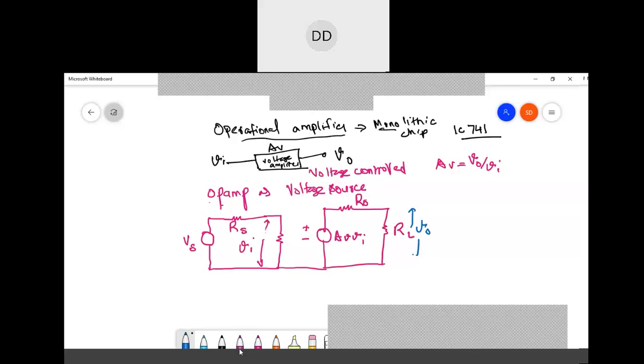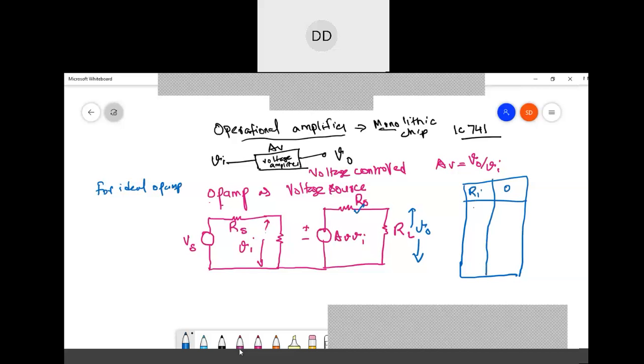There are some essential conditions we need to remember for an ideal op-amp. Apart from R0, that is your output resistance, the rest of the resistances, see, you have the term Ri, is equal to infinite. Apart from R0, the rest of the values are equal to 0. So remember this. The voltage gain, V naught by Vi, is also equal to infinity.